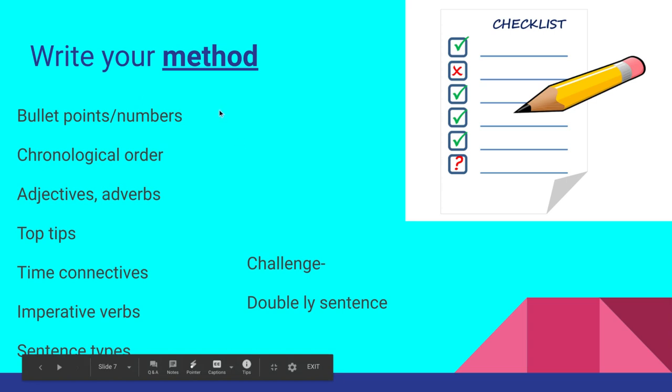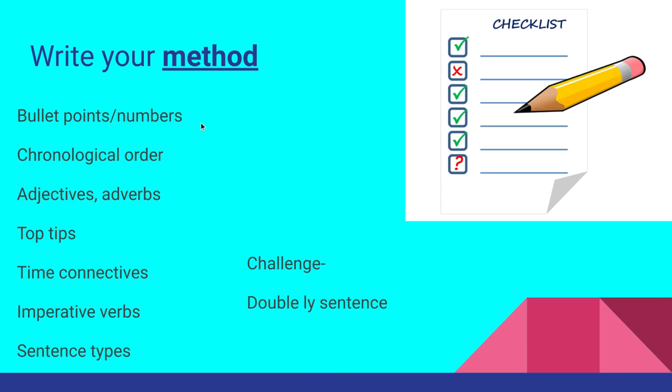I want you to check that you've got bullet points or numbers. I want you to check that you've got it in chronological order. Have you challenged yourself to get adjectives and adverbs? Have you included a top tip? Have you got time connectives? Have you got imperative verbs? Have you got sentence types? And a challenge, can you include a double ly sentence?